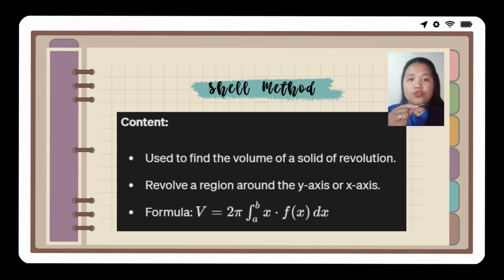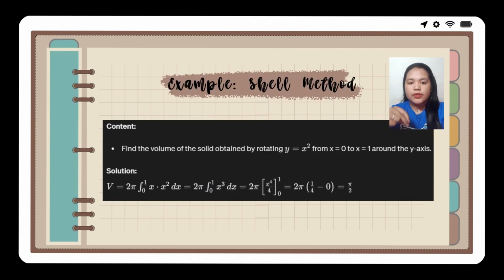Next, let's look at the shell method. This method is also used to find the volume of a solid of revolution, but it involves revolving a region around the y-axis or x-axis. The volume is given by V equals 2 pi times the integral from a to b of x times f of x dx, where f of x is the height of the shell at any point x.